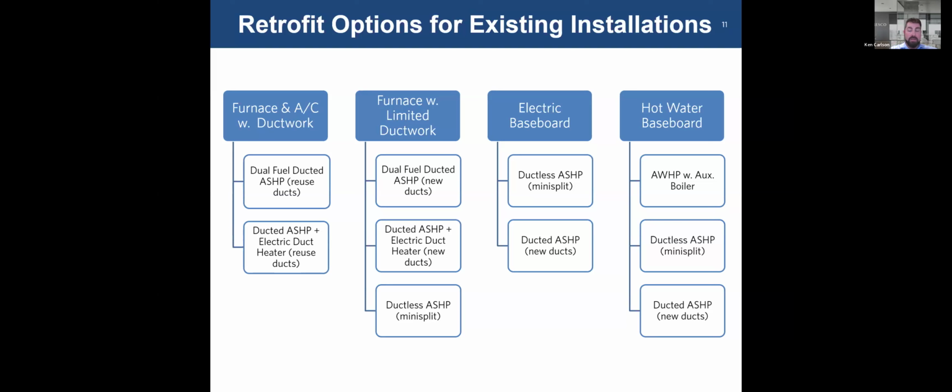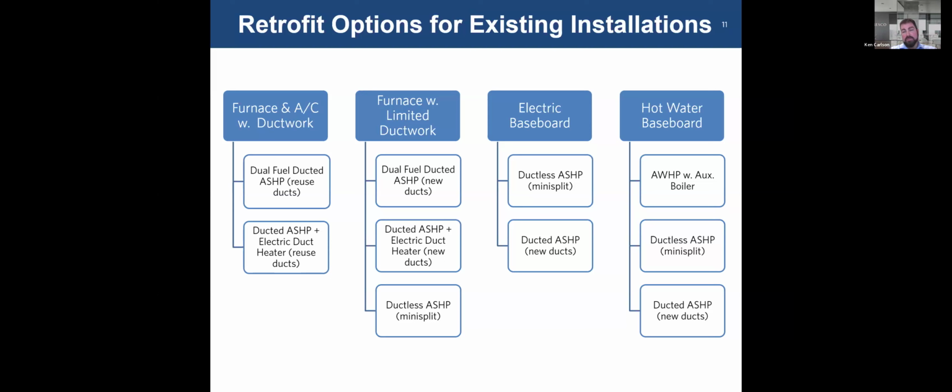So potentially you could do dual fuel. You likely would need some new ductwork. You can do an air source heat pump with electric duct heaters. Again, probably still need new ductwork, or you just abandon the system in place, or remove it, however you want to handle that, and potentially install ductless air source heat pumps, mini splits, throughout your dwelling, depending on the size and how many you need. It's a viable option.